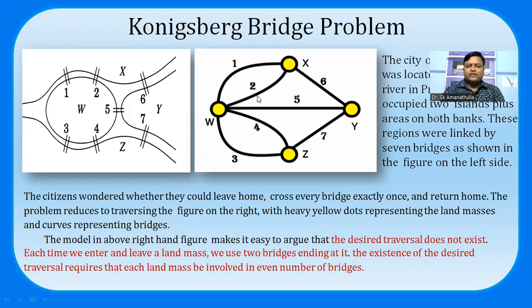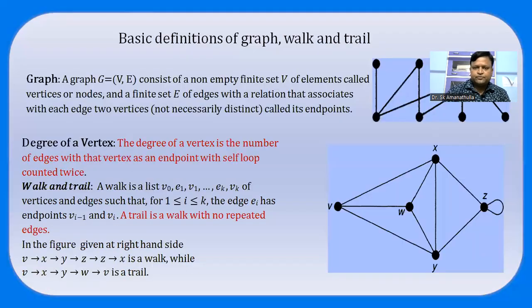And Euler proved that such type of movement is possible only if all the vertices are of even degree. Here, several vertices are of odd degree. So this type of movement is not possible. By solving this problem, graph theory was invented by Euler.